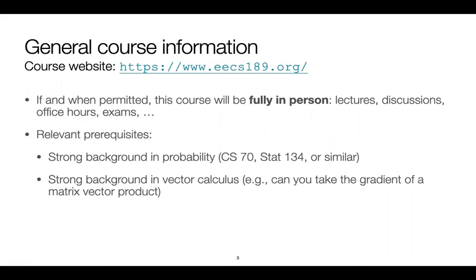A strong background in linear algebra and vector calculus is also very useful. So this includes classes like Math 54. But a lot of the times, vector calculus is, for some reason, just something that people have to pick up on their own because there's not really a great class for it here. But an example of what we might do in terms of something that's related to vector calculus is, can you take the gradient of a matrix vector product? And if those terms don't make any sense, it might be a little bit more difficult. But we'll also go over this in a little bit more detail next lecture so you'll have a better idea.